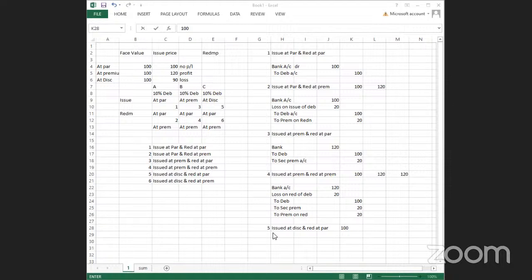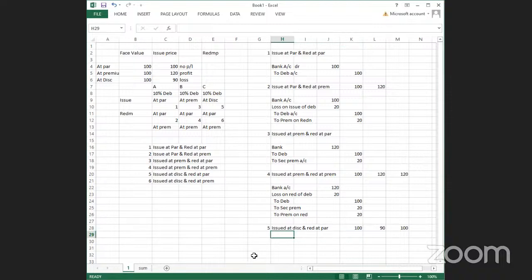So this fifth case is issue at discount and redemption at par. So 100 rupee debenture is there. Example, we are collecting only 90 rupees. But while repaying, we are paying the full 100 rupees. Clear? Now in this case, we have incurred a loss on issue itself. We can call it discount also, no problem.